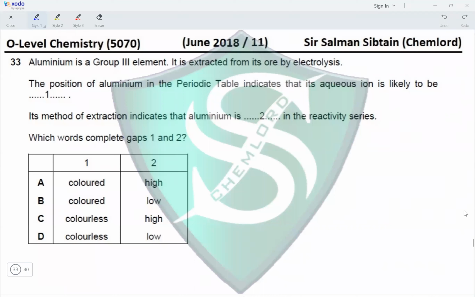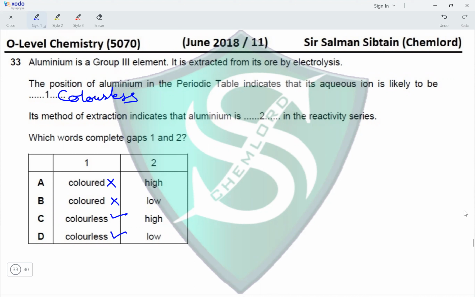Question 33. Aluminum is a group 3 element. It is extracted from its ore by electrolysis. The position of aluminum in the periodic table indicates that its aqueous ion is likely to be, and the options are colored or colorless. So aluminum forms colorless solutions, making options A and B incorrect.